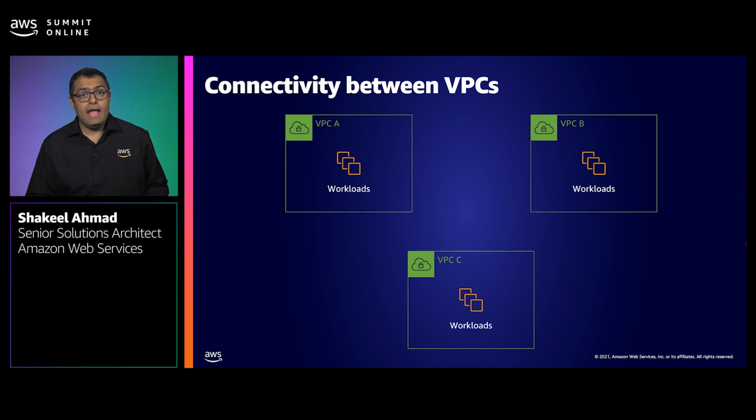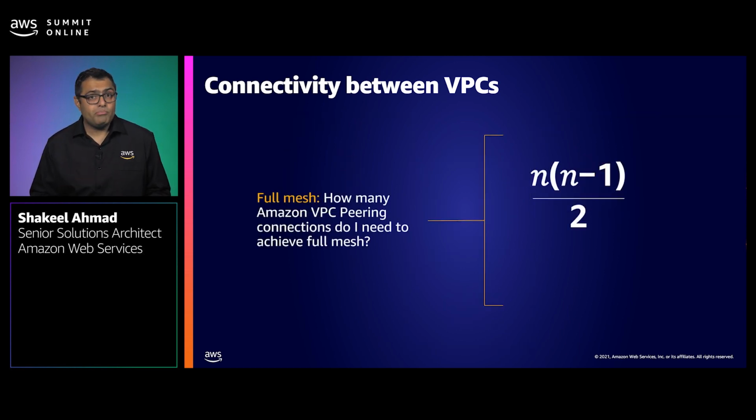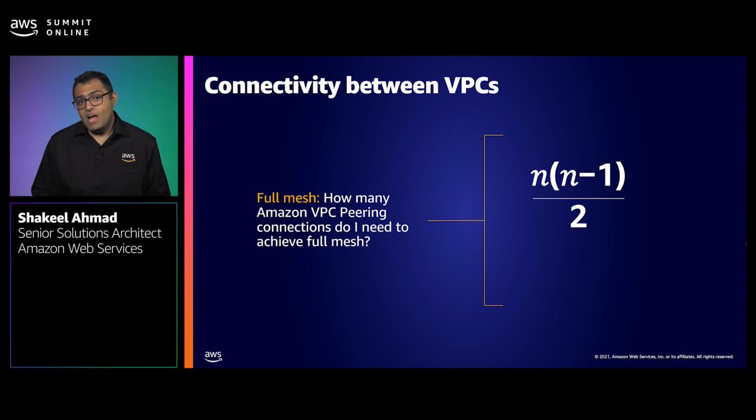Now, let's go further, and let's say there is a need for various workloads in multiple VPCs to talk to each other. Using VPC peering, you can connect these VPCs, but you can imagine how the environment is getting a little complex. How complex, you may be asking? The math is simple: n times (n minus 1) divided by 2 is the formula. And let's ask a question: how many peering connections do we need to achieve a full mesh if we have 10 VPCs? I'll give you a moment to think about it.